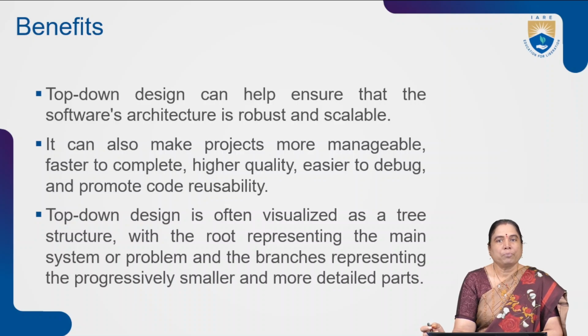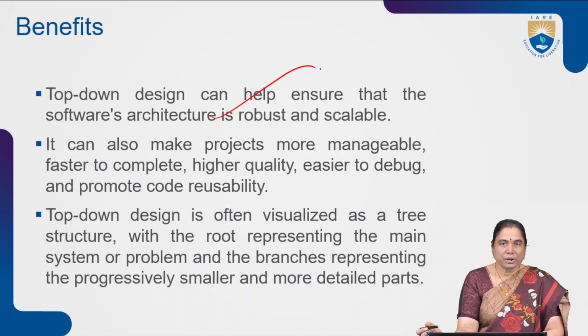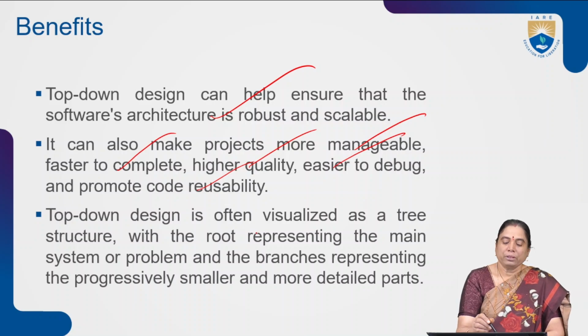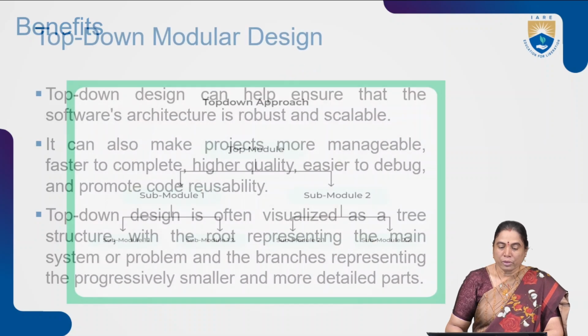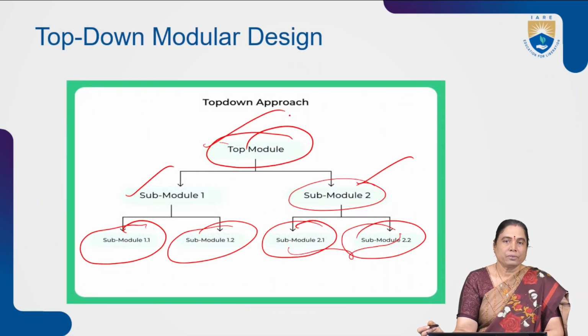So, the benefits of the top-down design are that it can help ensure that the software architecture is robust and scalable, and it can also make projects more manageable, faster to complete, higher quality, easier to debug, and promote code reusability. Top-down design is often visualized as a tree structure with the root representing the main system or problem and the branches representing progressively smaller and more detailed parts. So, this represents the tree structure. The root can be the top module and the branches can be the manageable submodules.